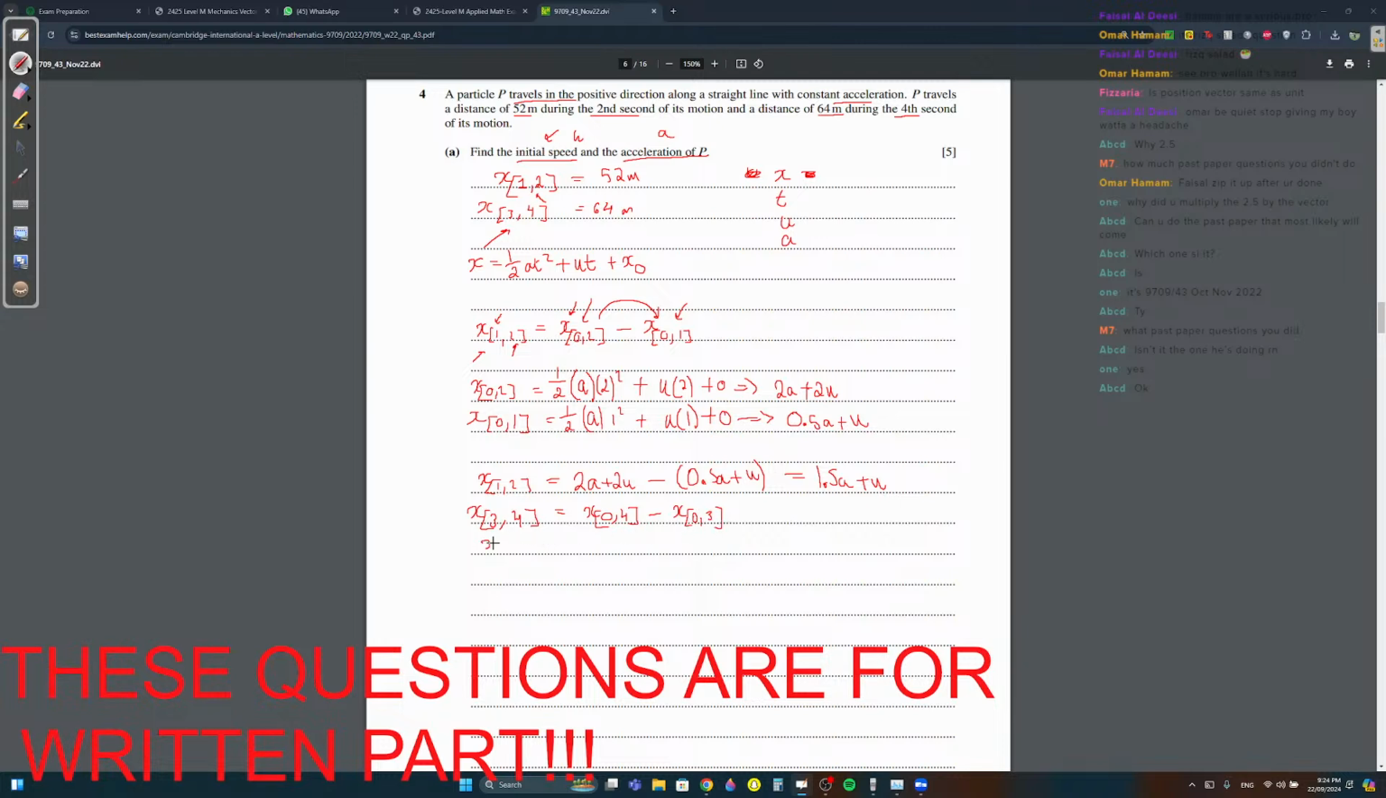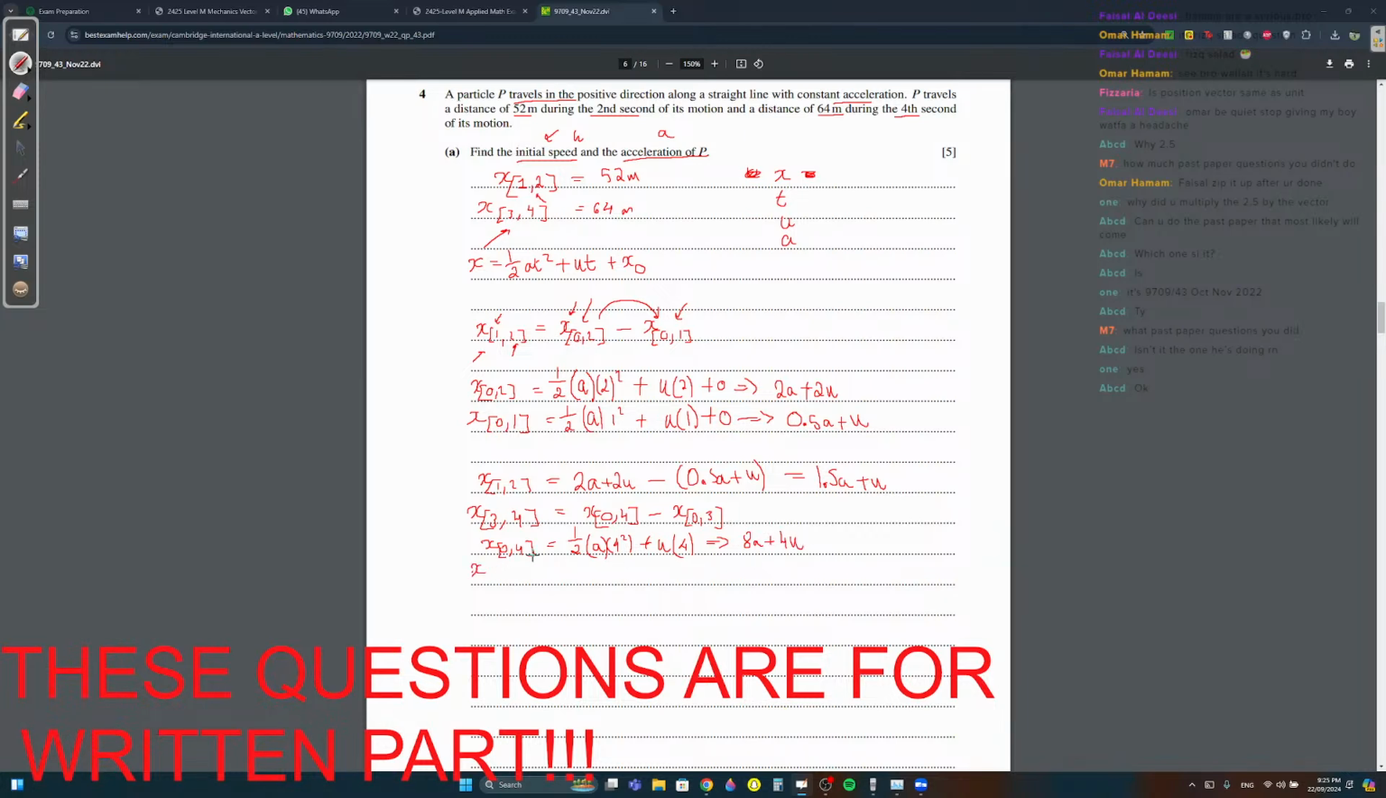How do we find x in the first 4 seconds? Again, same formula, guys. It's the same formula for this whole question. Half the acceleration times the time squared, which is 4 squared, plus the u times the time, in this case 4 seconds, plus 0. I won't write the plus 0. Let's simplify this, by the way. 16 divided by 2 is 8a plus 4u.